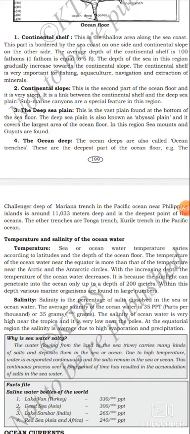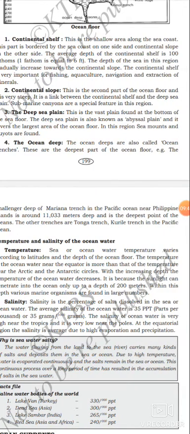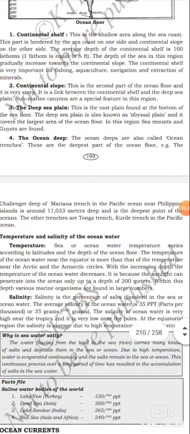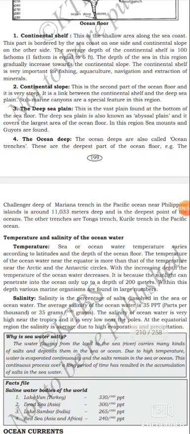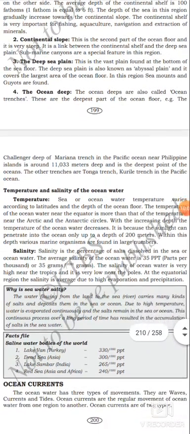Third one is the deep sea plain. This is a vast plain found at the bottom of the sea floor. Where will we find the deep sea plain? We will find it at the bottom of the sea floor. Got it? The deep sea plain is also known as abyssal plain, and it covers the largest area of the ocean floor. In this region, sea mounts and guyots are found.